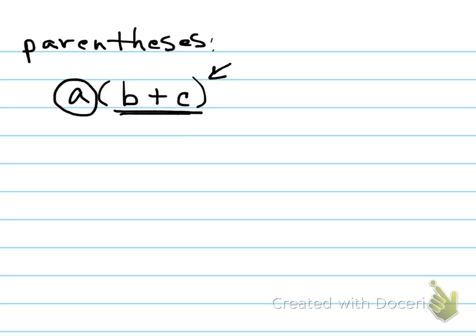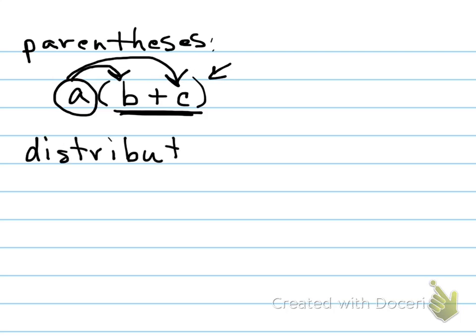But because I have two distinct terms inside my parentheses, it doesn't mean just to take the A times the B. It also means to take the A times the what? The C. And this is what's called the distributive property. I wonder when we're going to get to that. Well, here we are. Okay?